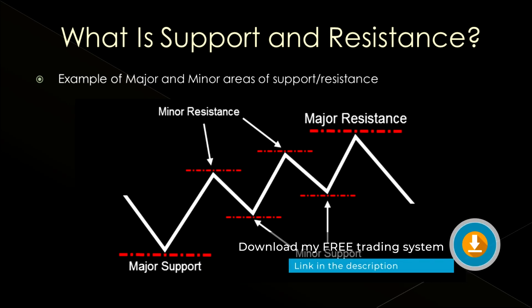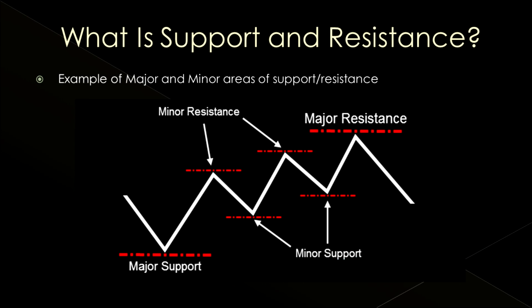Next, we can see an example of major and minor areas of support and resistance. We can see that there's, at the bottom left on the image, a major support level, and at the bottom right, a major resistance level. In between, price moves up and down, zigzags between minor resistance and minor support levels. But when it reaches the overall major resistance levels, it will change direction.